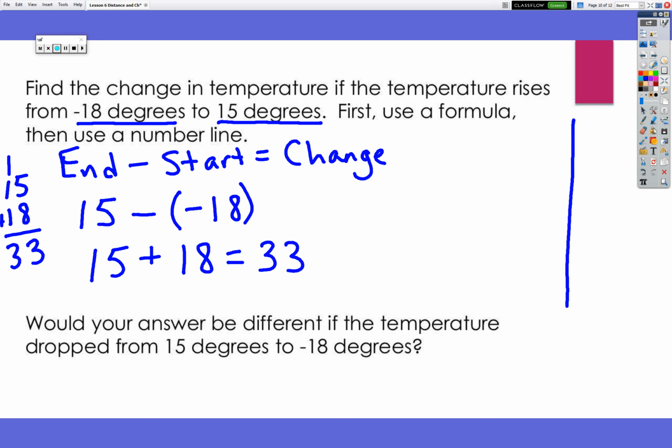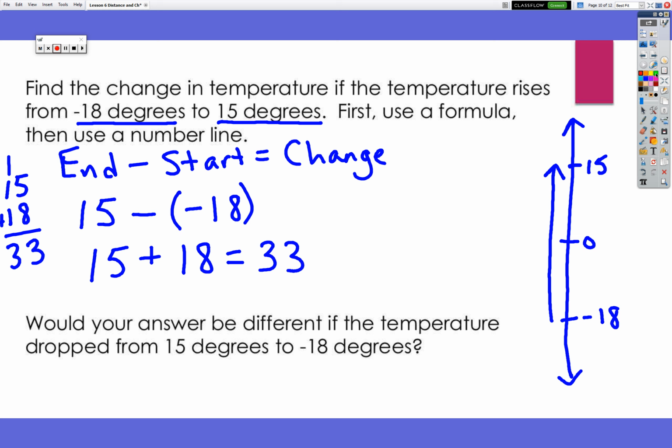I'm going to draw a thermometer. And I'm going to put my 0 here. I'm going to say temperature rises from negative 18 degrees. So the temperature started here, down at negative 18 degrees. And it rose to 15 degrees. That's going to be up here somewhere. So the temperature went from here to here. The temperature went up, so we would expect the change to be positive.